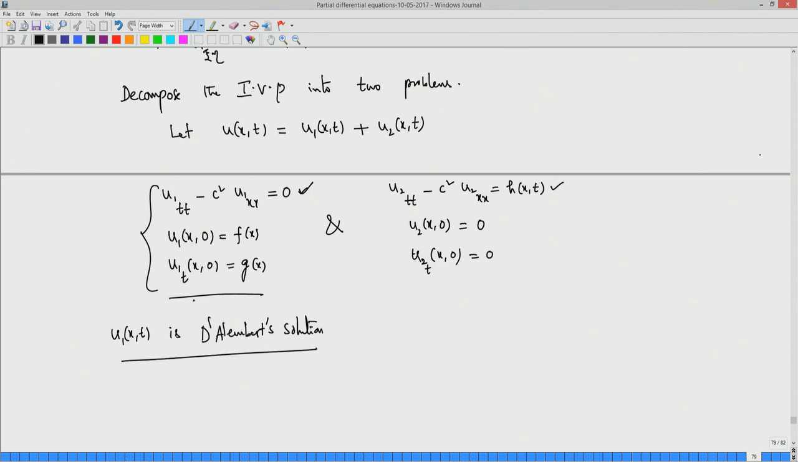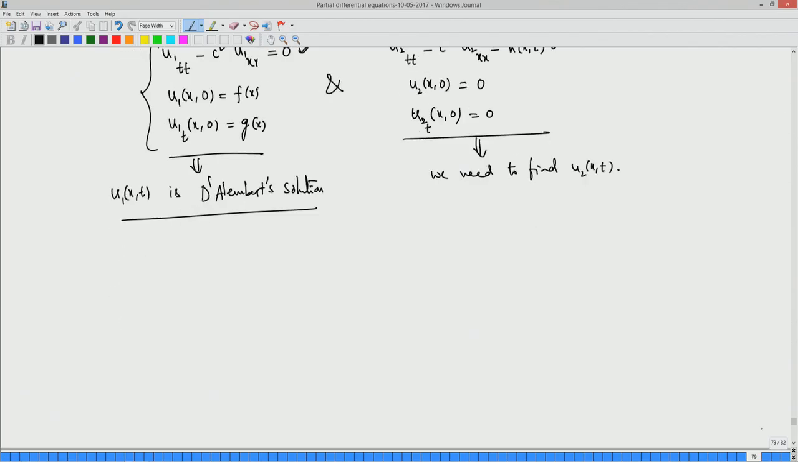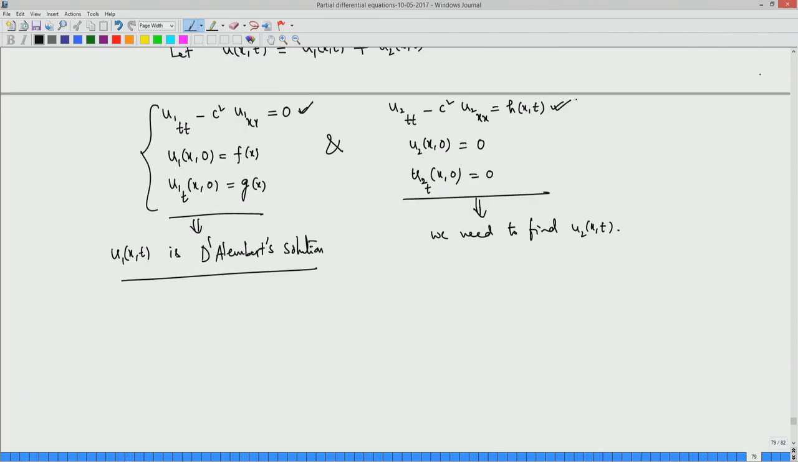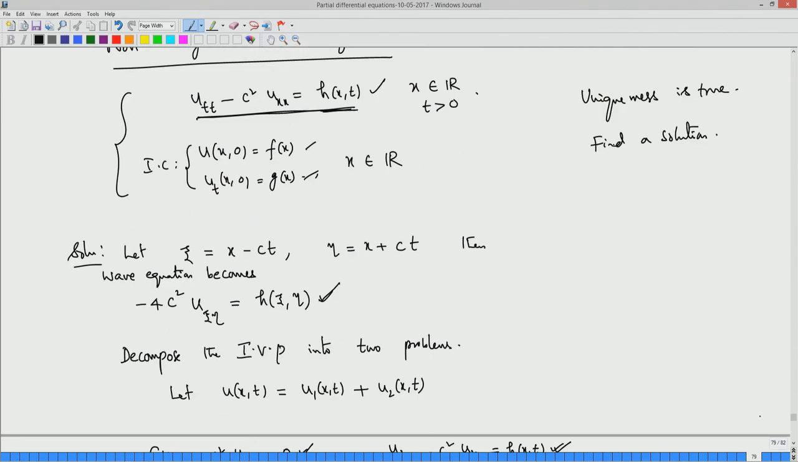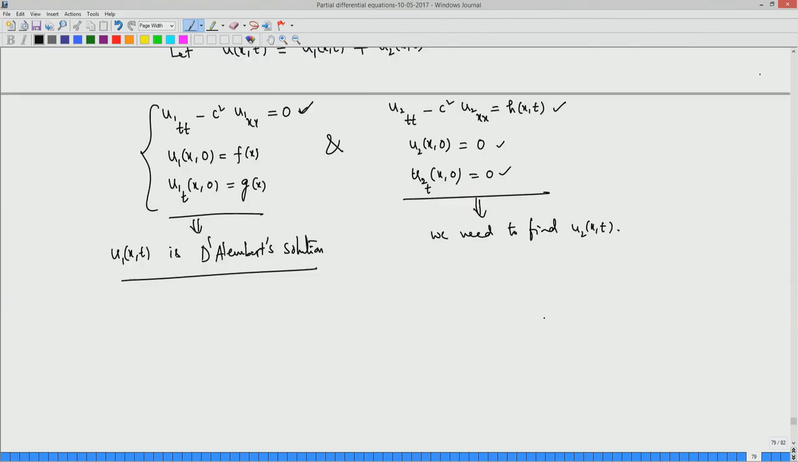So, you know that this solution is the D'Alembert solution. This is what I should find out. So, we need to find u2 of x,t. This I do not know. Okay, this we have not seen so far. To do this, we made use of the new variables xi and eta. So, this is what your problem is now. Your problem is not non-homogeneous with non-zero initial data. What you have is this non-homogeneous equation with 0 initial data. That is how you decomposed.